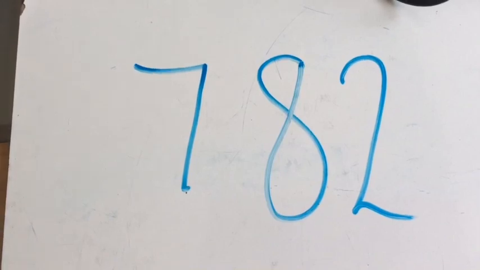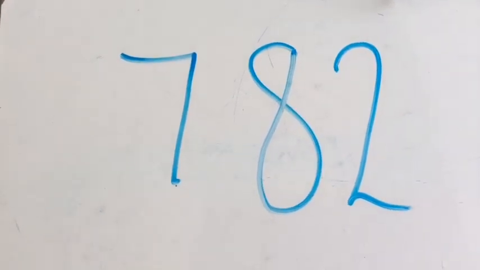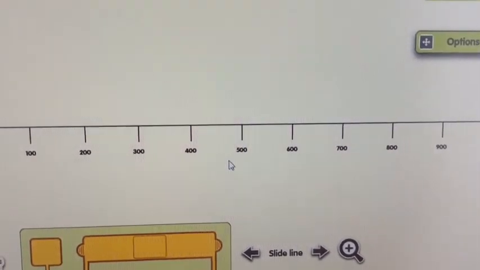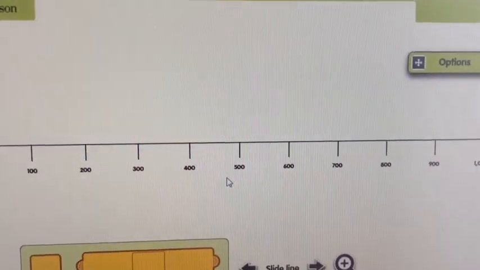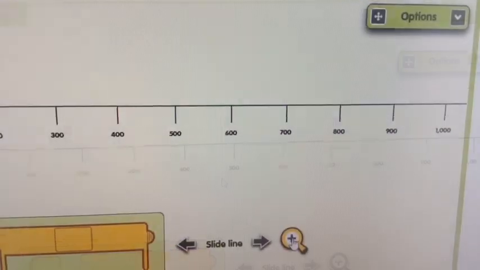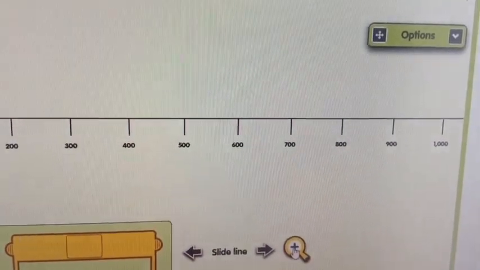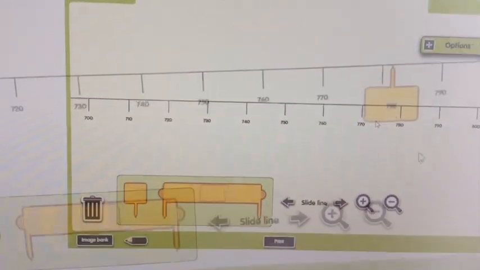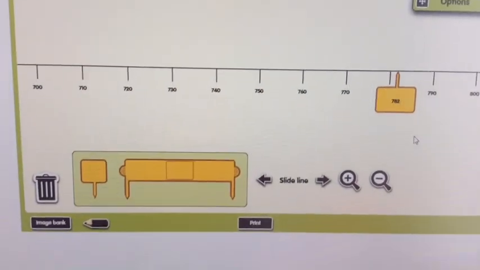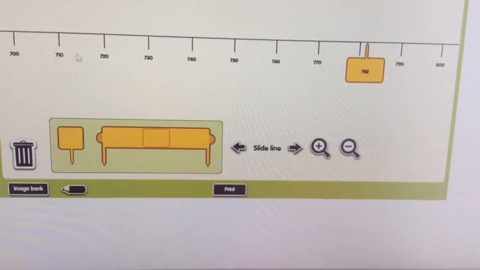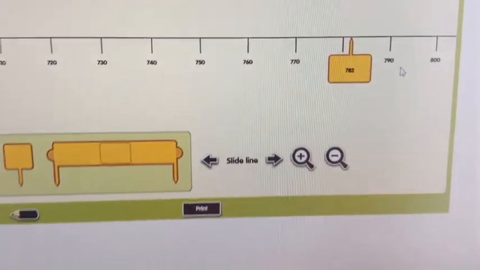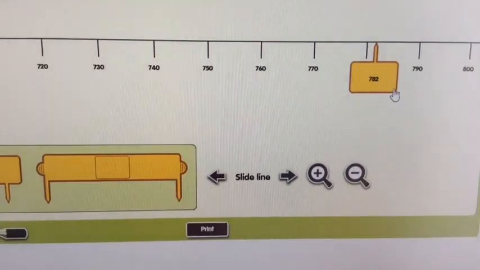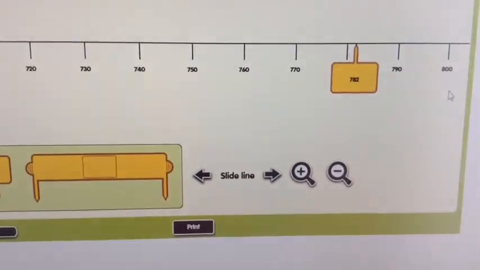And to start with, we're going to think about rounding 3-digit numbers to the nearest multiple of 100. So let's think about the number 782. Which multiples of 100 does 782 lie between? It's between 700 and 800, isn't it? So let's zoom in there. Okay, here it is, and you can see that it's way off 700. It's much nearer to 800. So we would round 782 up to 800.